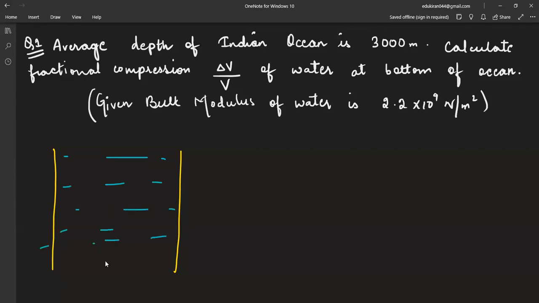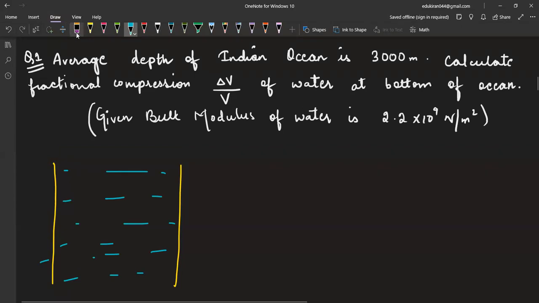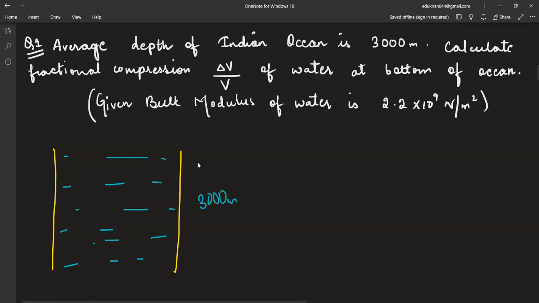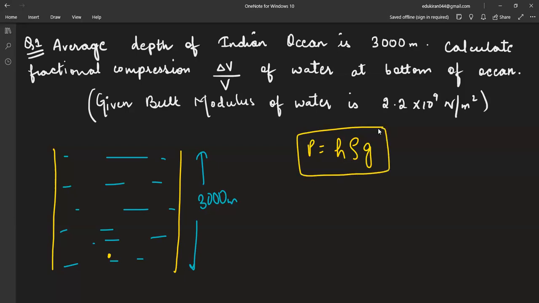See, I am taking a rough diagram for explanation. Suppose this is the height which is taken as 3000 meters. Now there is a formula for pressure exerted by the liquid column. When you have a liquid column, suppose I'm taking the pressure at that point, so the entire height, that is 3000 meters. The pressure exerted by this entire liquid is given by the formula h rho g: h, height; rho, density of the liquid; g, acceleration due to gravity. We have a complete derivation, so do not worry about this.